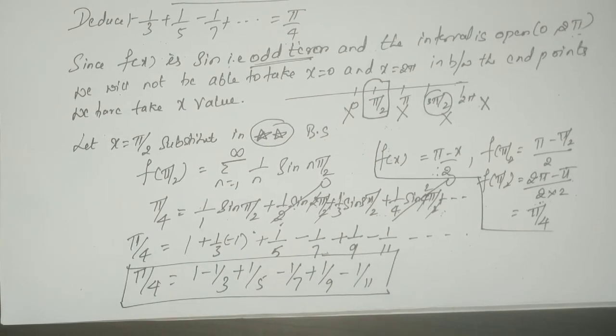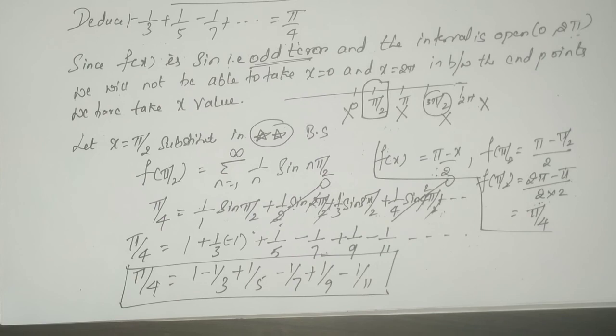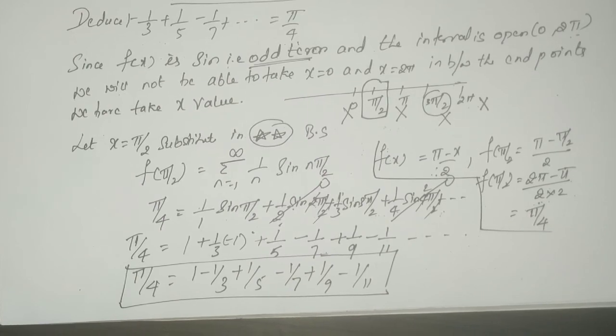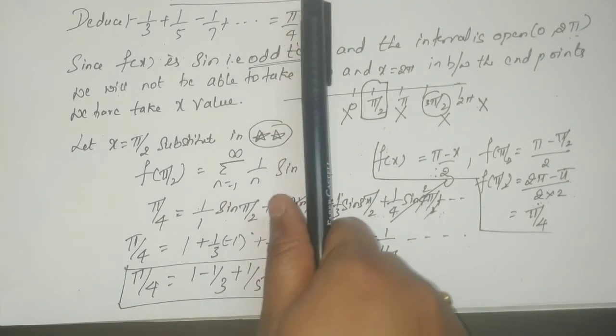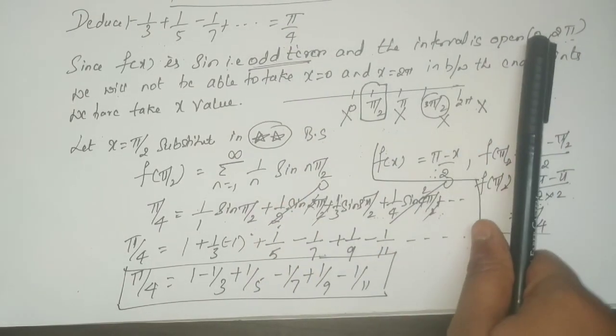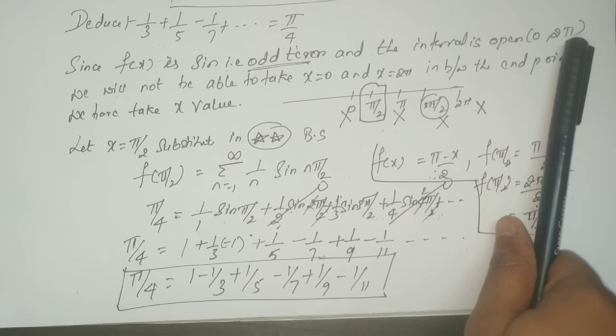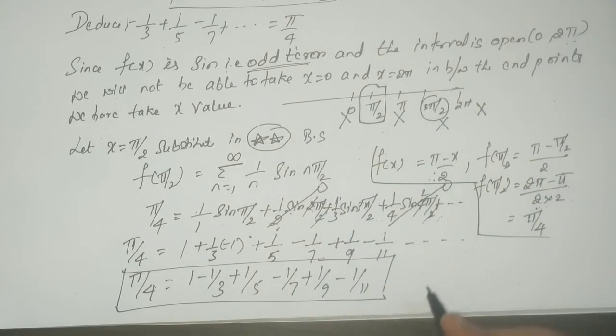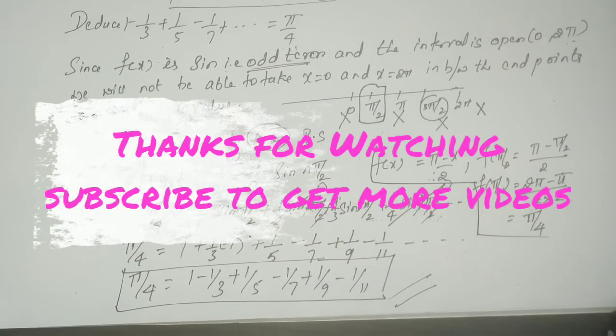So this is how you have to proceed with a Fourier series. The key notes are: please identify whether the function is even or odd based on the interval. Once you have done that, you will be able to check whether you have to eliminate a naught and an, or you have to eliminate bn. Once you have got the Fourier series, identify whether the intervals are open or closed. Based on that, you can go for substitution.